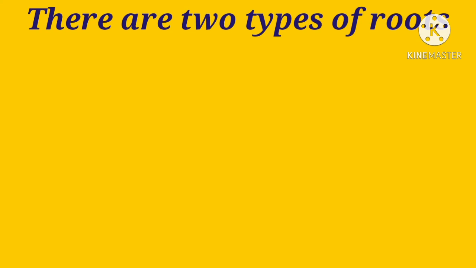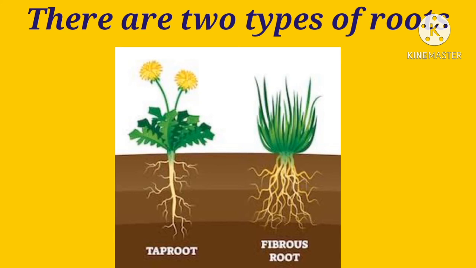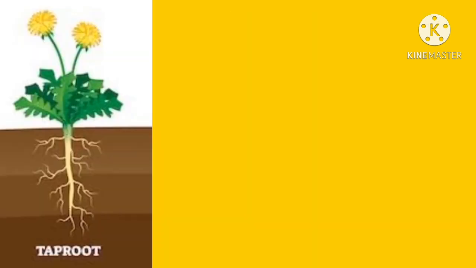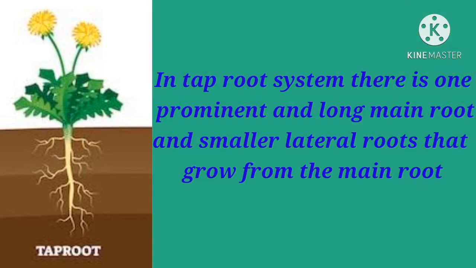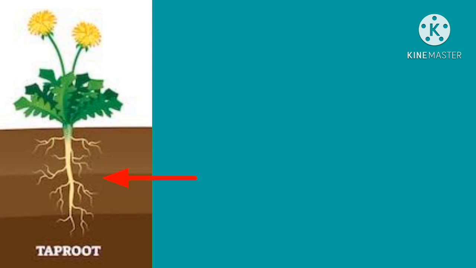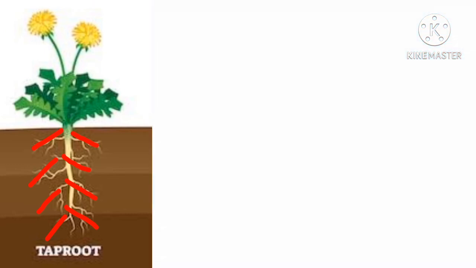Okay, children, there are two types of root. They are taproot and fibrous root. Taproot. In the taproot system, there is one prominent and long main root and smaller lateral roots that grow from the main root. Look at this picture. This is the taproot. Here we can see a main root. This is the main root and we can see lateral roots. These are the lateral roots or side roots.